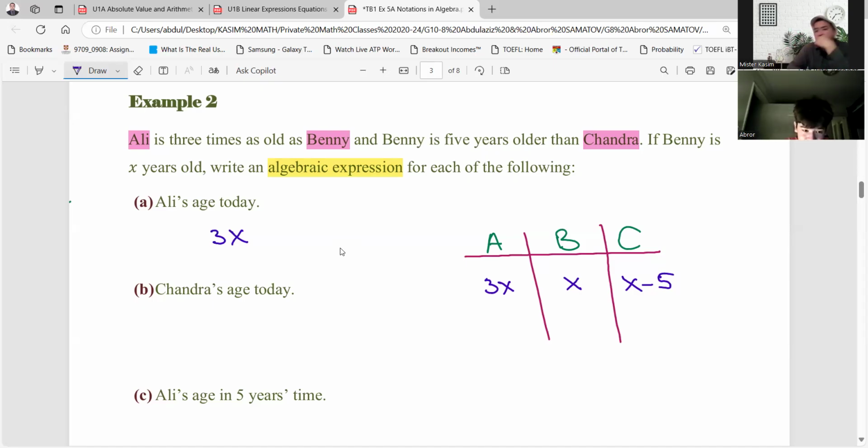B, read question B. Chandra's age today. How old is Chandra today? X minus 5, right? That's X minus 5.